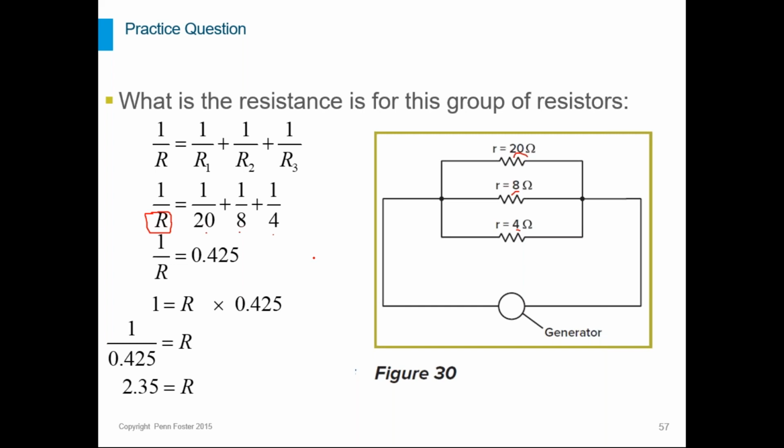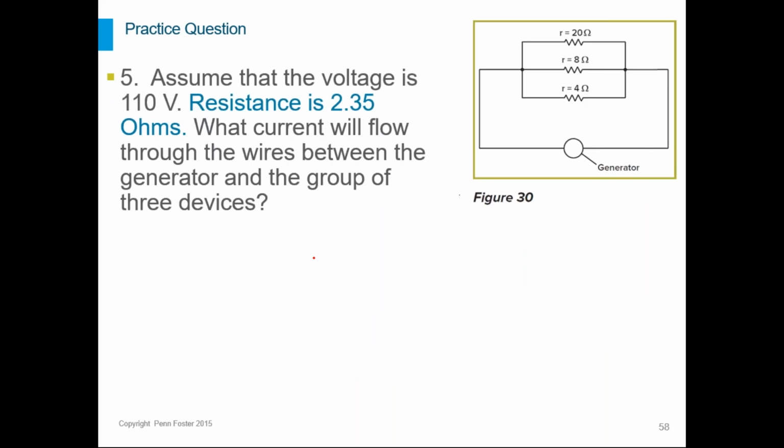Okay, so finding the resistance of a parallel circuit is a little more complicated than a series circuit, but as long as you stick to that formula, you'll be okay. Now, using that same circuit, assume that voltage is 110 volts, and we figured out in the last problem that the resistance is 2.35 ohms. So our question is, what current will flow through the wires between the generator and the group of 3 devices?